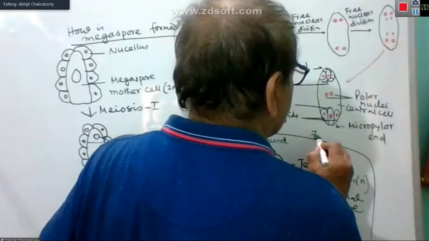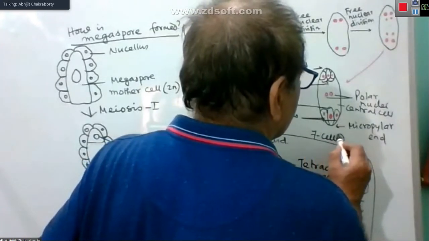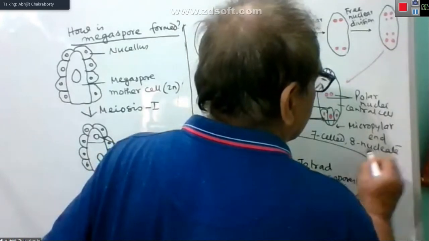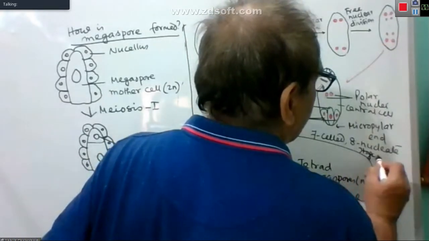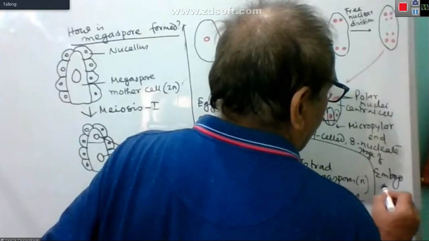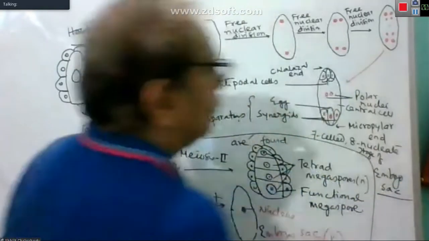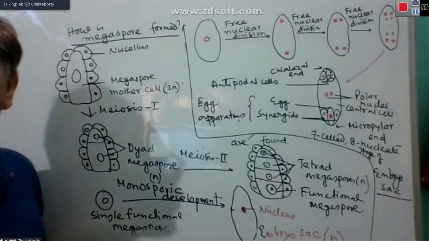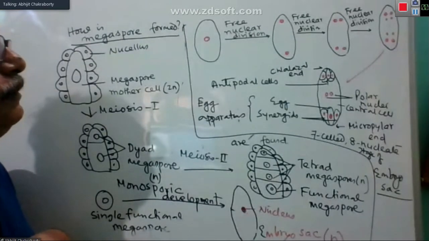These are 7-celled, 8-nucleate stage of embryo sac. In this way, 7-celled, 8-nucleate stage of embryo sac is formed.